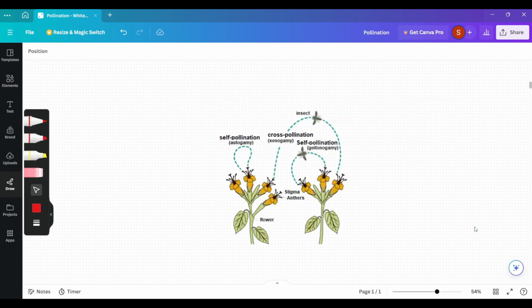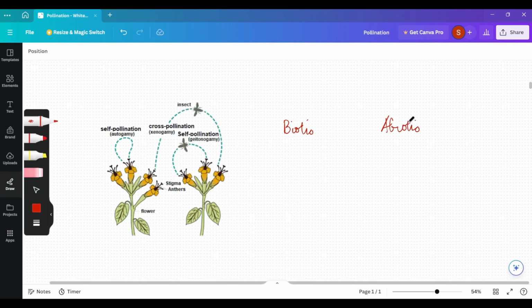As we mentioned earlier, for both xenogamy and geitonogamy, pollinators are very essential. They play a major role because without the help of pollinators, the pollen grains cannot be transferred from anther to stigma in case of xenogamy or geitonogamy. In plants, both biotic and abiotic agents act as pollinators. Let us discuss the agents of pollination or pollinators.